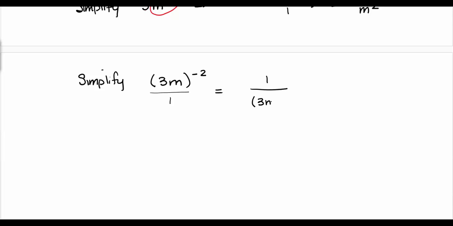Okay. And notice the difference here. Simplify. If I have 3m, all in parentheses, to the negative 2, now the whole thing belongs to that exponent, right? So then I can think of it as over 1. So I have 1 over 3m to the positive 2, right? So then I have to use my power rule. Each factor has an exponent of 1, so it's 3 squared m squared in the denominator, and that just becomes 1 over 9m squared.